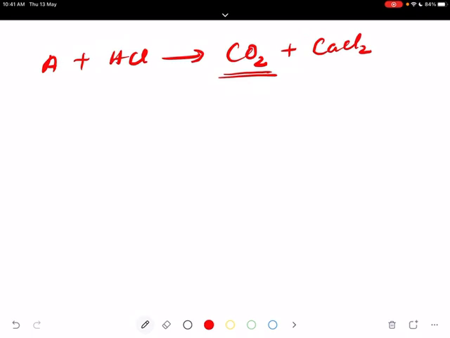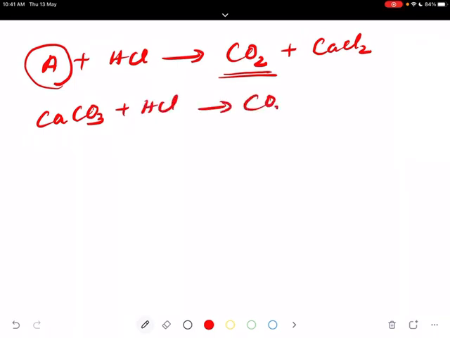So what is A? Then we are going back to see what should be A. That should be calcium carbonate. Calcium carbonate plus HCl gives carbon dioxide plus CaCl2, and we know that water is also produced. So this is the salt, water and carbon dioxide. So this is the equation.